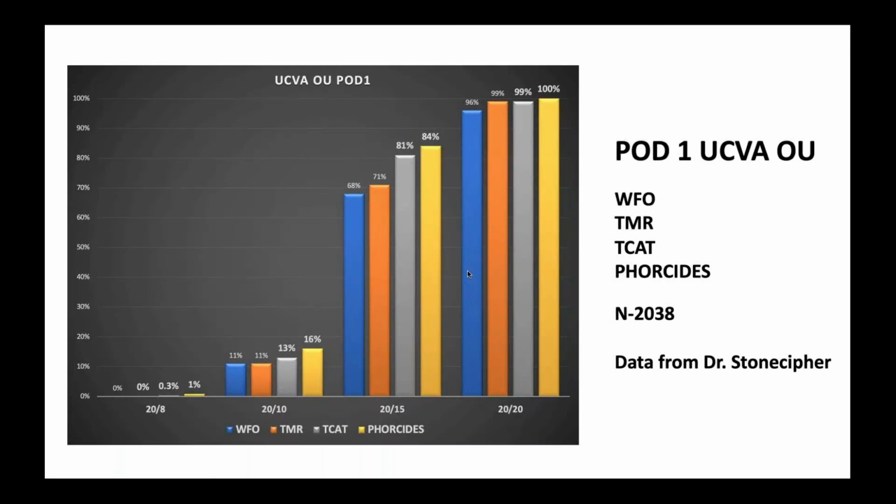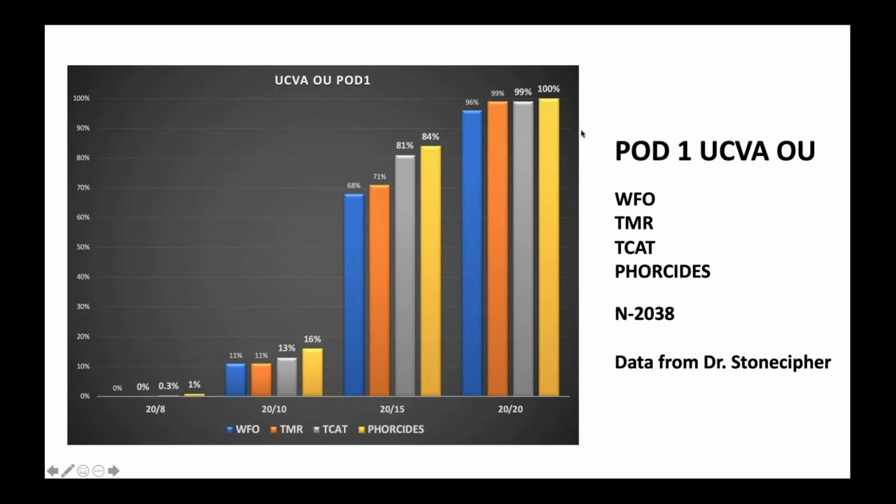This is data from Carl Stonecipher. He's been using Phorcides from the beginning. He wanted to look at the results for wavefront optimized versus TMR Contura versus TCAT Contura. TCAT Contura uses the manifest refraction matching the parameters of the FDA study, versus Contura planned with Phorcides. What he looked at is, what are the patients really seeing on day one? Both eyes open, uncorrected visual acuity, walking into your clinic post-op day one.